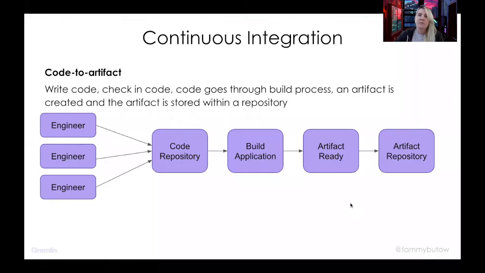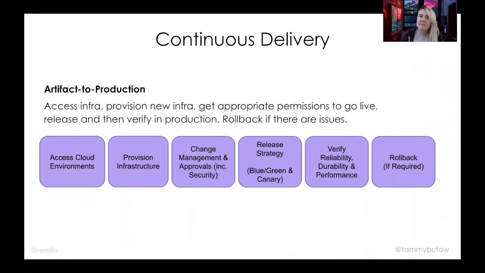So let's talk a little bit more about continuous integration to start off. Here we've got lots of engineers writing code, committing it to a code repository, then we build our application, we get our artifact ready, and then we have an artifact repository. Continuous delivery is where we take that artifact and we move it through all the way into production.